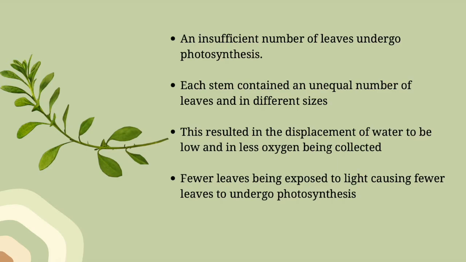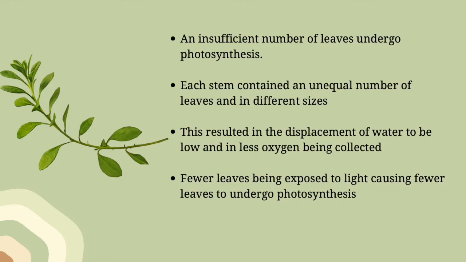An experimental error that could have occurred during this lab was that there may not have been enough leaves undergoing photosynthesis, and there may have been an unequal number of leaves on each stem, which would have resulted for the displacement of water to be potentially low, and for the volume of oxygen accumulated to also be low.